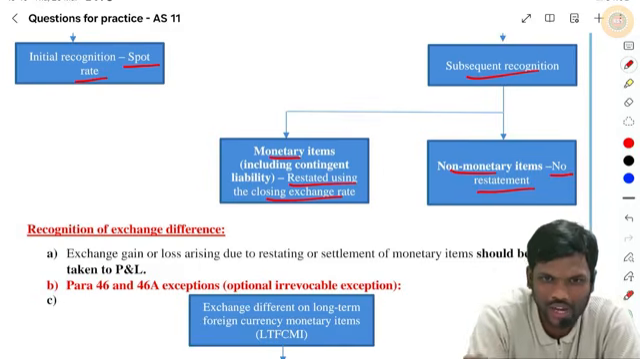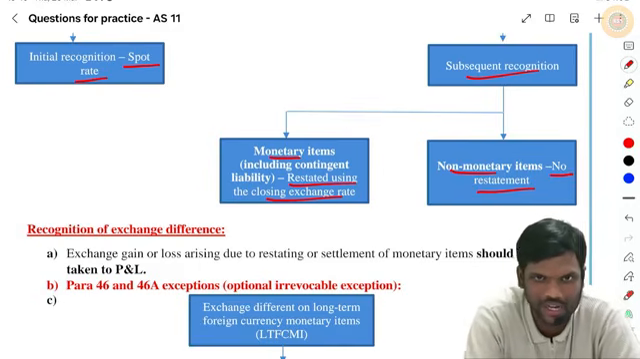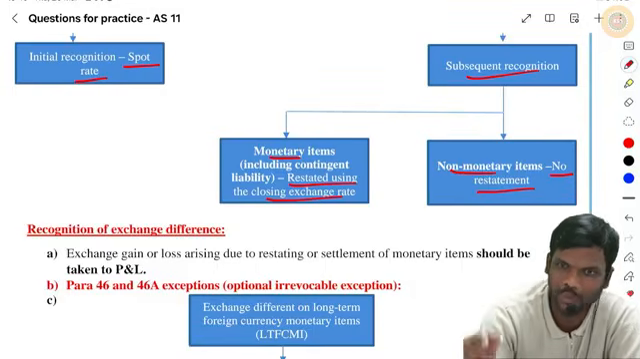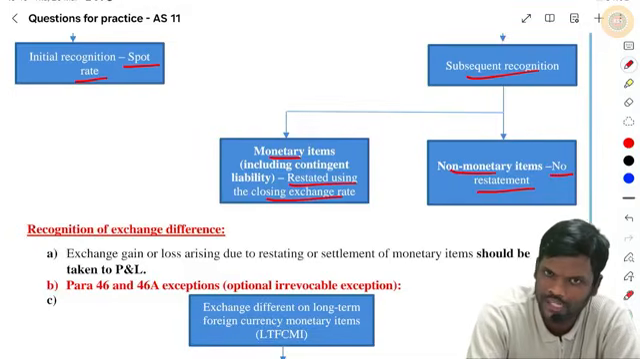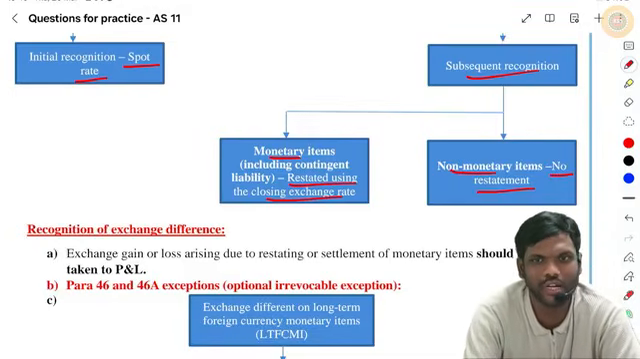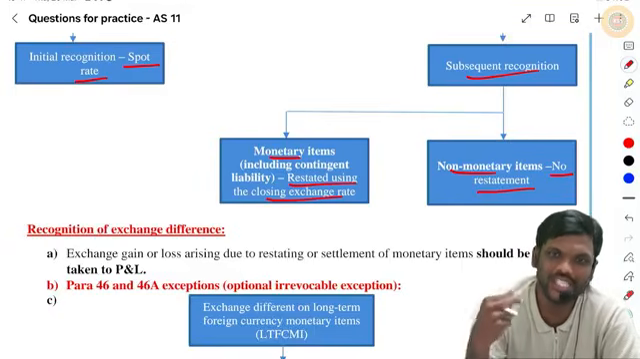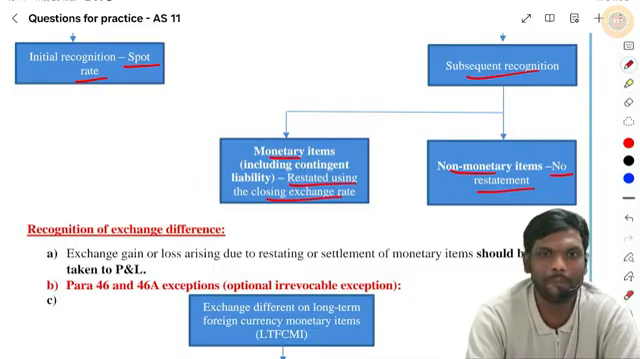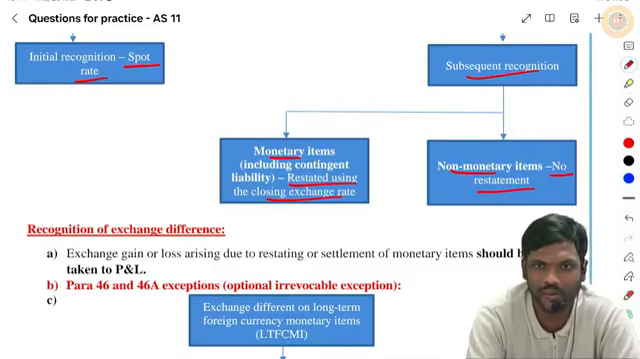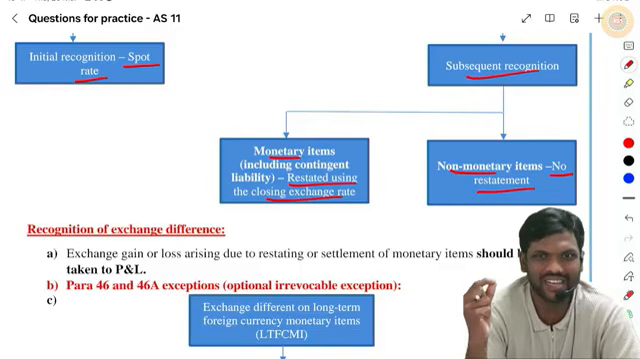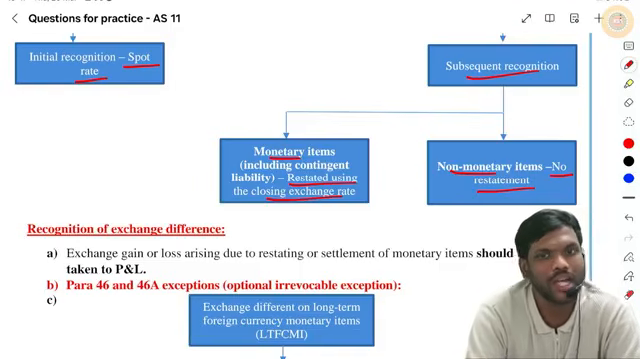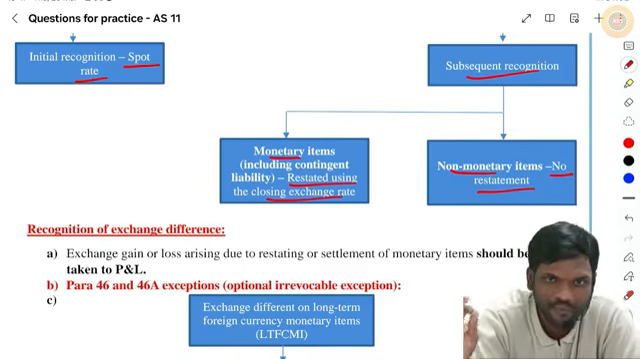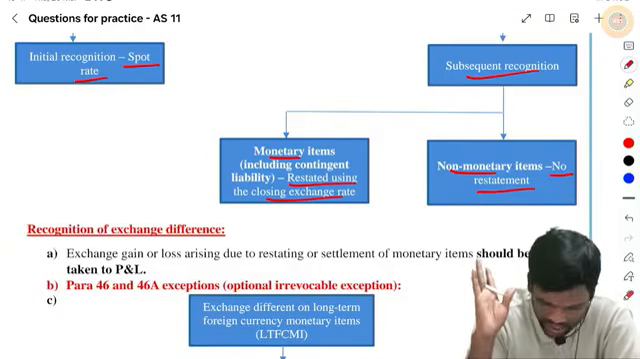Guys, remember, initial recognition, use spot rate and pass the journal entry. On the balance sheet date, take the assets and liabilities which are expressed in foreign currency, split them into monetary assets or liabilities and non-monetary assets or liabilities. If it is a monetary asset or liability, take the balance sheet date exchange rate, again convert using that rate. Whatever gain or loss should be taken to P&L unless you have applied the exception given in para 46A of AS11. But if it's a non-monetary item, then you need not disturb that. You need not restate. You can retain it at the same value. This is what AS11 says.